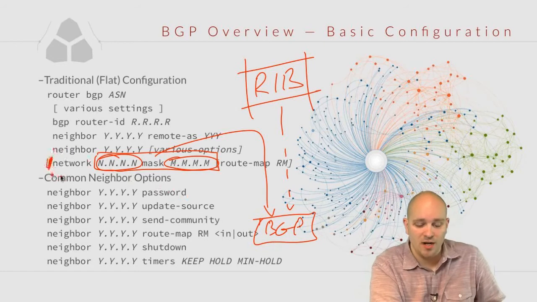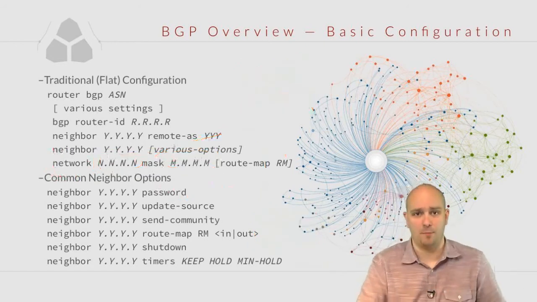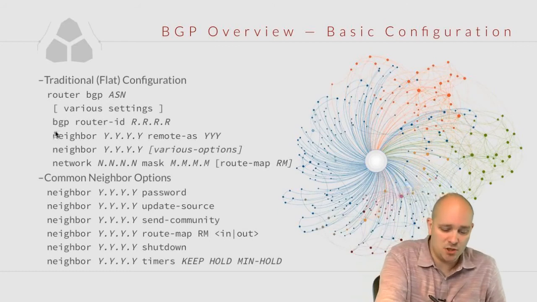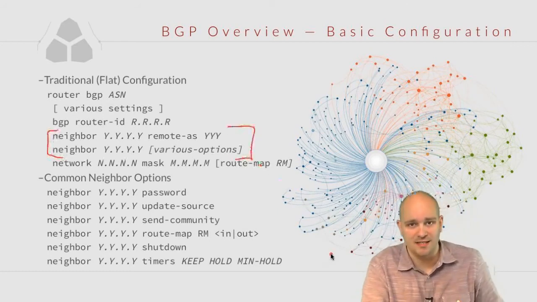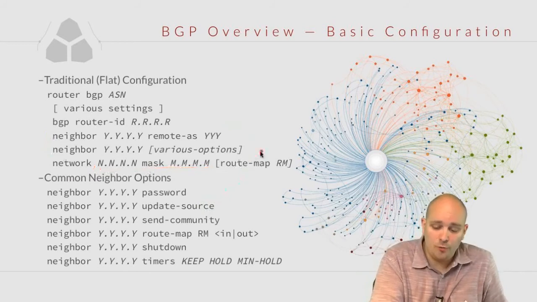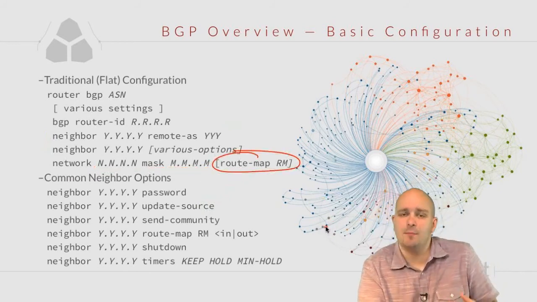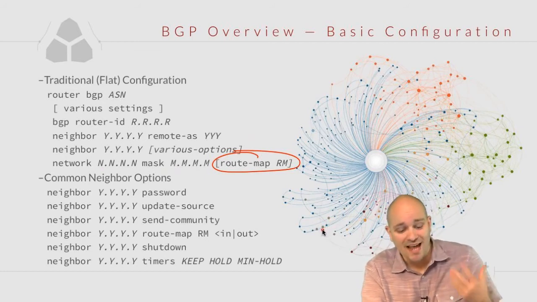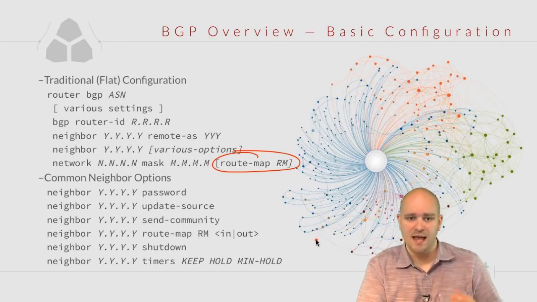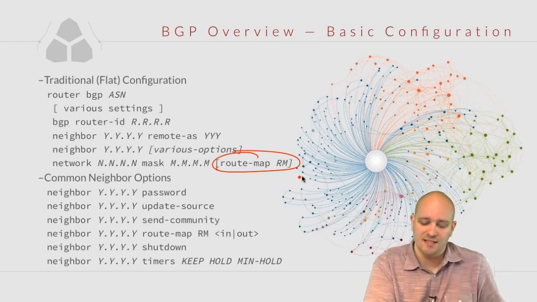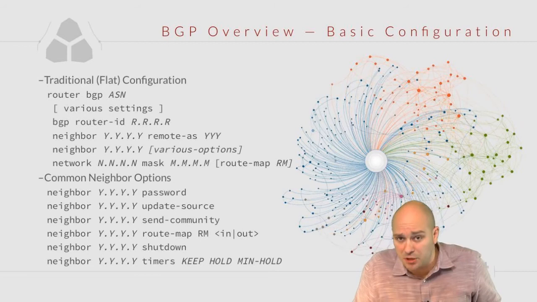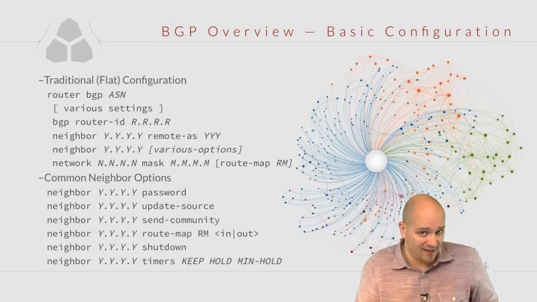So unlike IGPs, where the network statement actually enables the protocol on a particular subnet, on a particular set of interfaces, in BGP it actually doesn't do that. In BGP you activate the protocol on a per neighbor basis using the neighbor statements, and with the network statement you actually advertise the exact route that you want. You can also set some attributes on this route. Any number of attributes can be modified, like for example the local preference, or you may want to set certain route tags. In BGP they are called communities, and so on. You can do that with the route map here at the insertion point of this network. So in short, this is a very, very basic BGP configuration example using the traditional or the flat configuration.